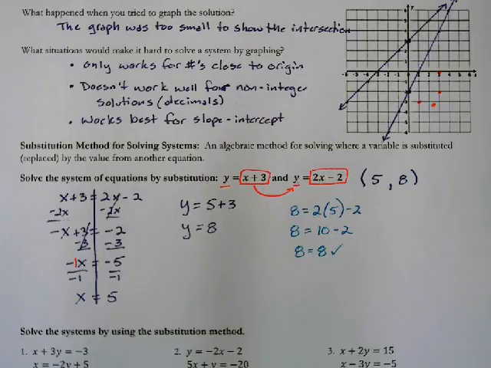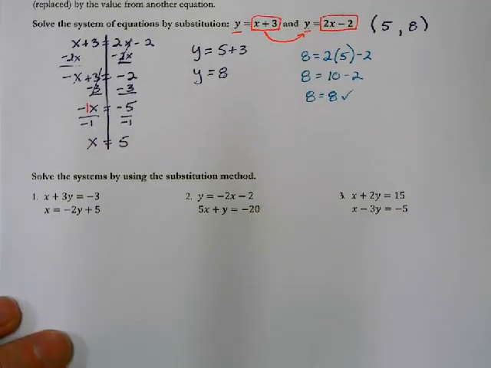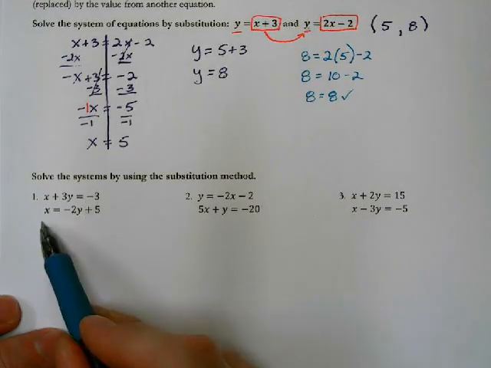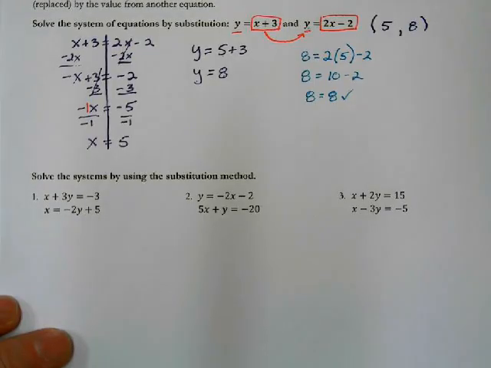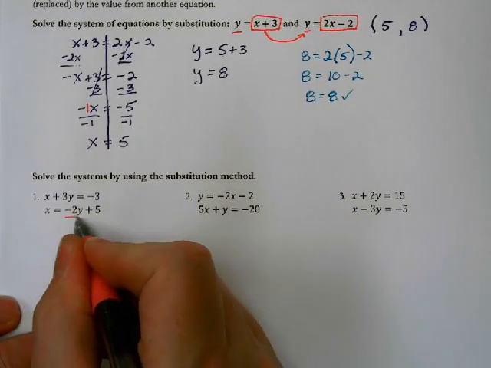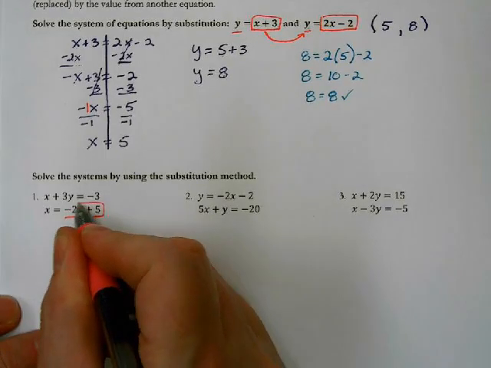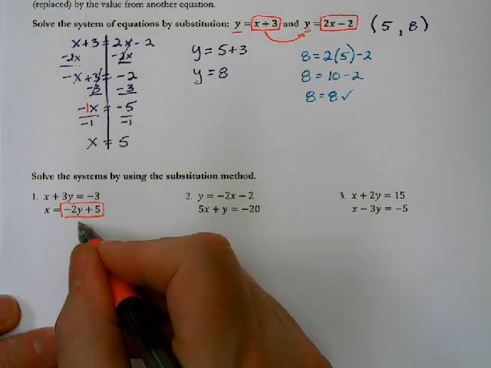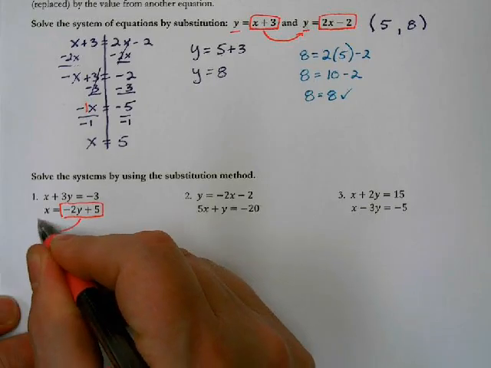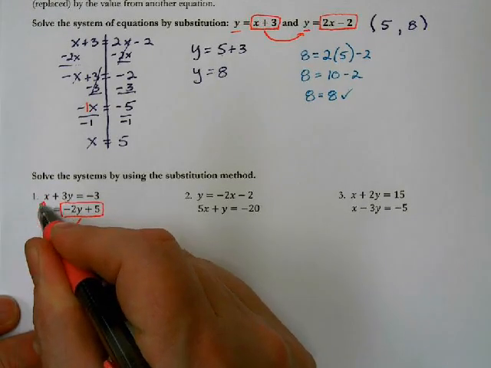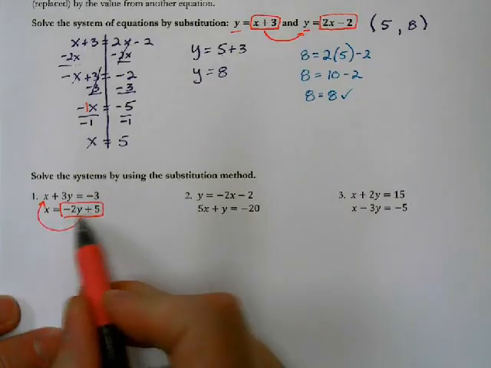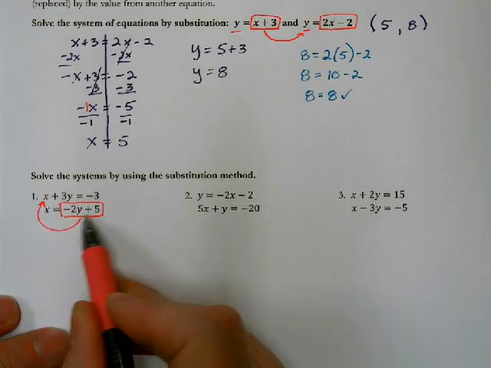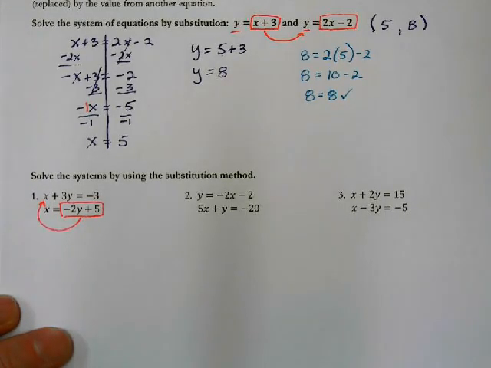All right, let's practice that method a little bit more. Here we go. So over here, I've got x plus 3y equals negative 3, and then x equals negative 2y plus 5. So I know that x is equal to negative 2y plus 5. What I'm allowed to do is substitute. I can take this value and plug it in to the x on the other equation. Because x is equal to that, I'm going to replace this x with that value. Substitute it. It's like a substitute teacher, you know, it's a replacement for your teacher.